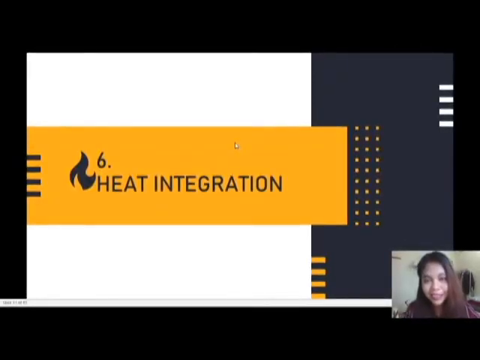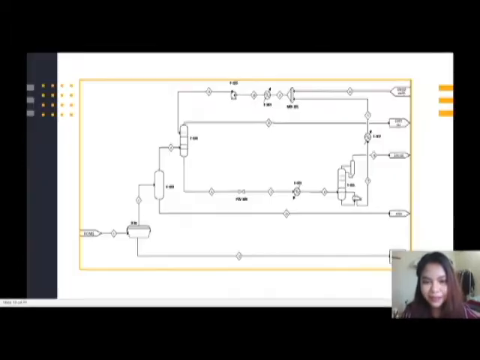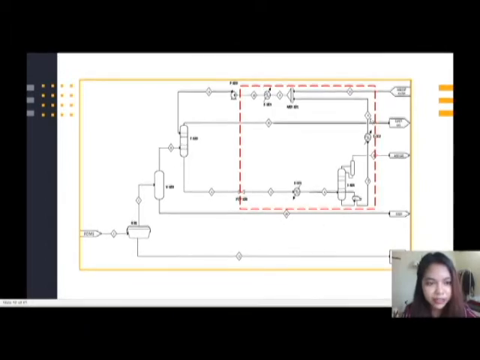I am Yani Adrena and I will be presenting on the heat integration part. First of all, I will be showing the process flow diagram for our process and the scope area where we will be applying the integration. Initially for this process we have two coolers, E102, the first cooler, and E103, the second, and we also have one heater, E101.